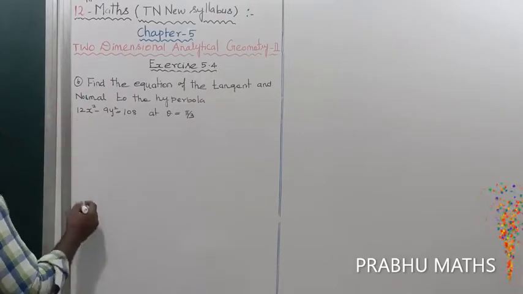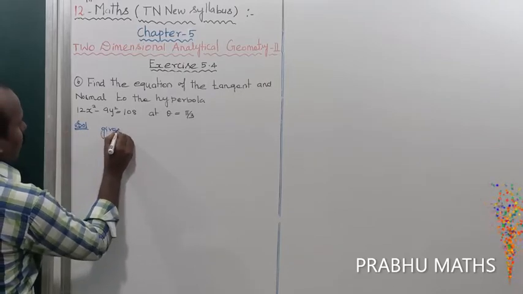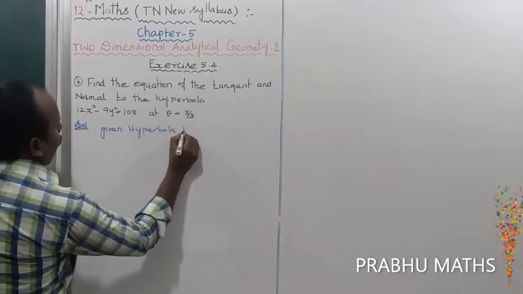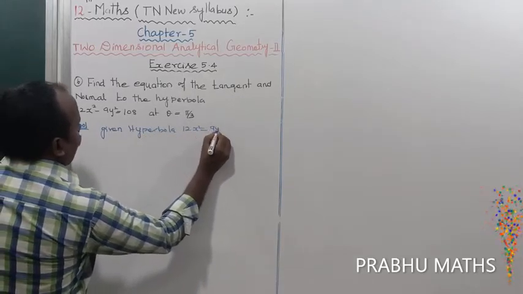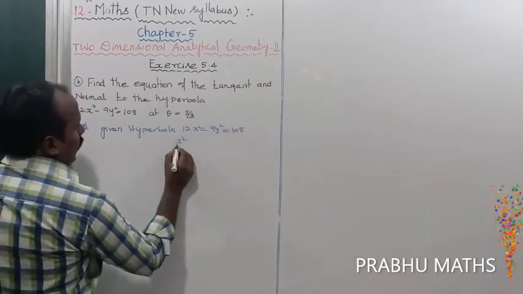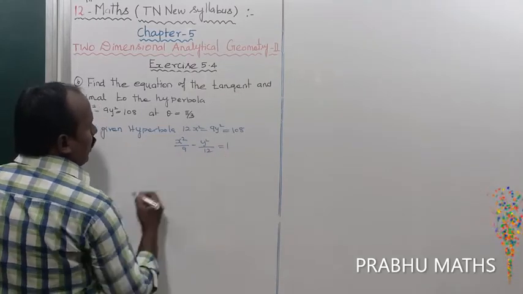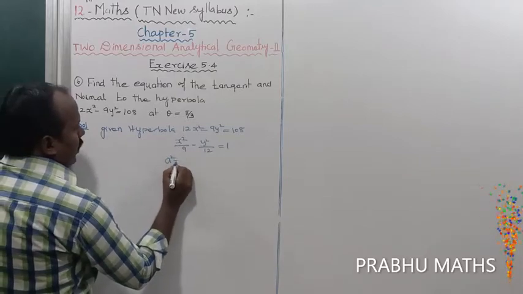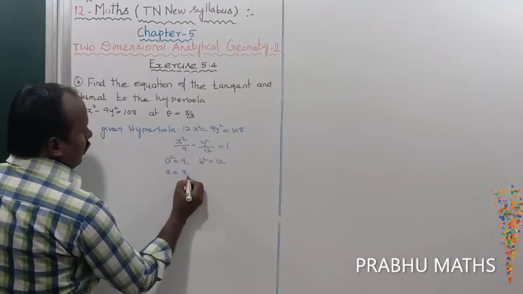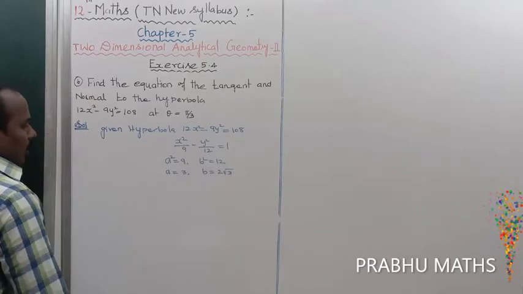So first of all, the solution. The given hyperbola equation is 12x square minus 9y square is equal to 108, that is x square by 9 minus y square divided by 12 equal to 1. So for this hyperbola, a square is equal to 9, b square is equal to 12, a is equal to 3, b is equal to 2 root 3.